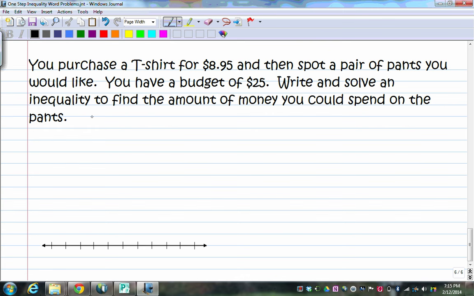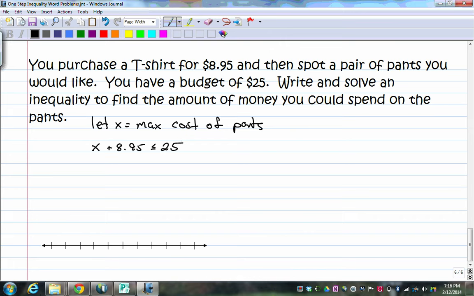This is one where the old let statement is very helpful. Let x equal the max cost of the pants. Now, the shirt is $8.95. The shirt and the pants together have to be less than or equal to your budget of $25. So x plus 8.95 less than or equal to $25.